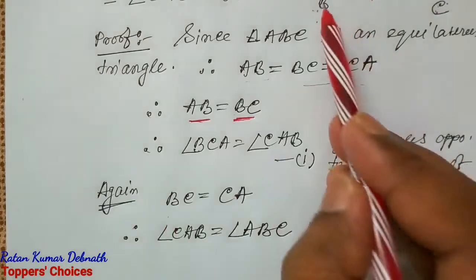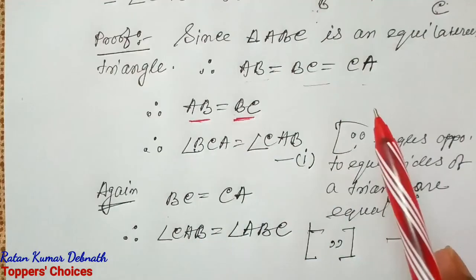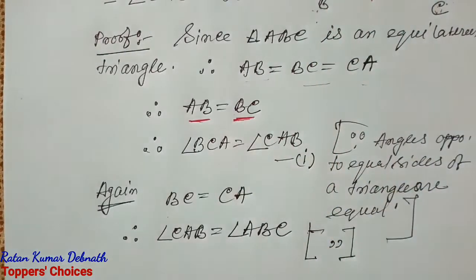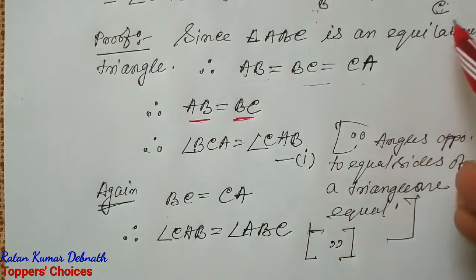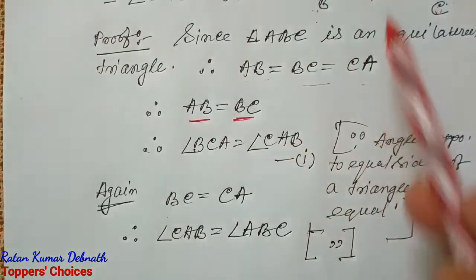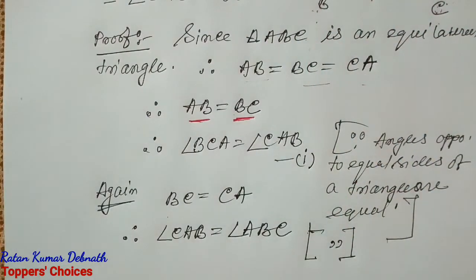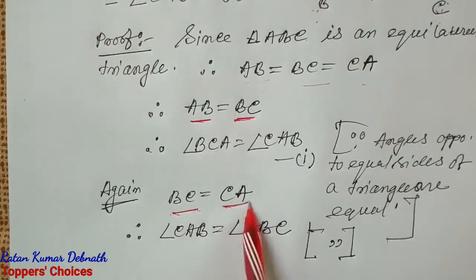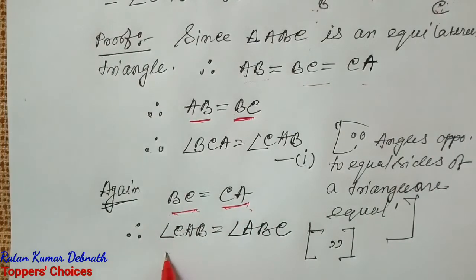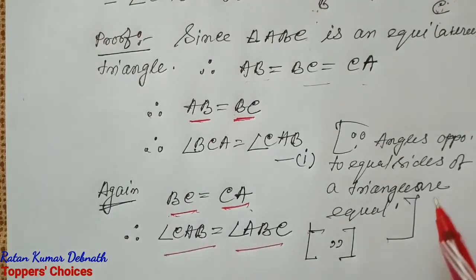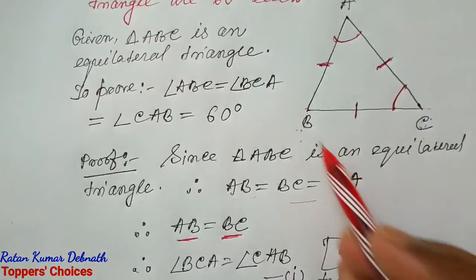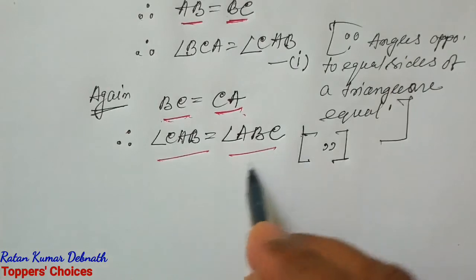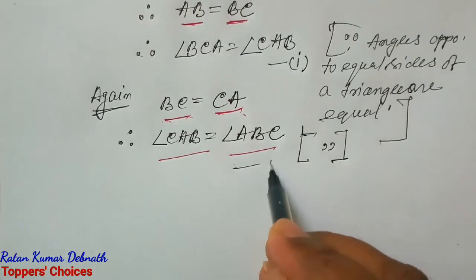Look, if BC equals to CA, then opposite angle of the side BC is CAB and opposite angle of the side CA is ABC. Therefore, if BC equals to CA, then we can say CAB equals to ABC, that is, this angle equals to this angle. I mark this relation as 2.